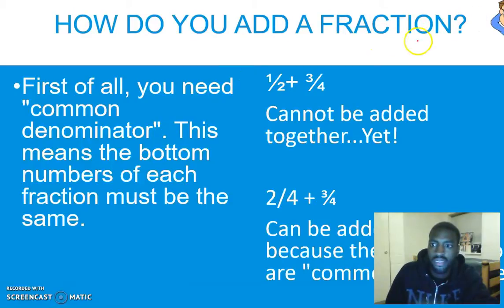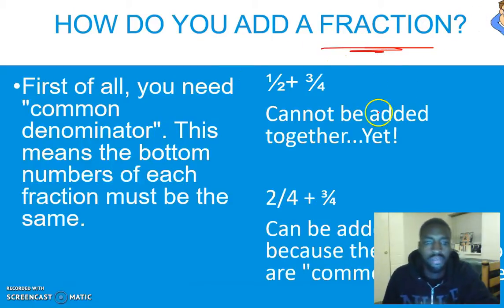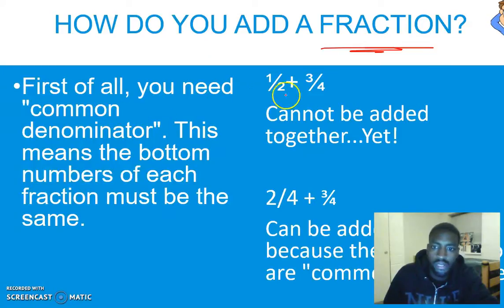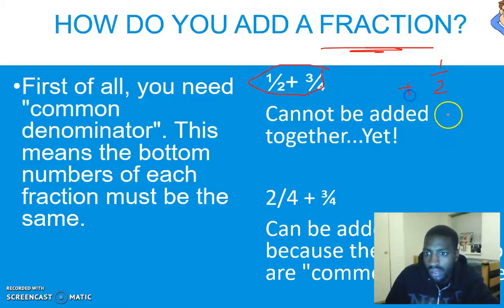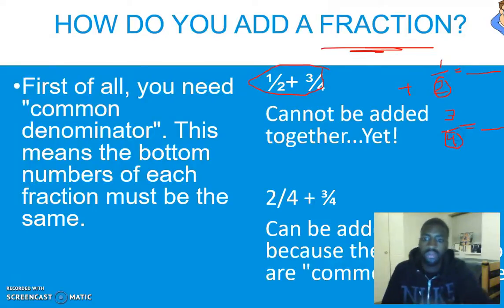How do you add a fraction? That's a good question. How do you generally add a fraction? First of all, you need a common denominator. Let's try this one right here, for example: 1/2 plus 3/4. What I like to do is draw these equal signs and put one right here, and one right here. So what would be the common denominator for these two, 2 and 4?